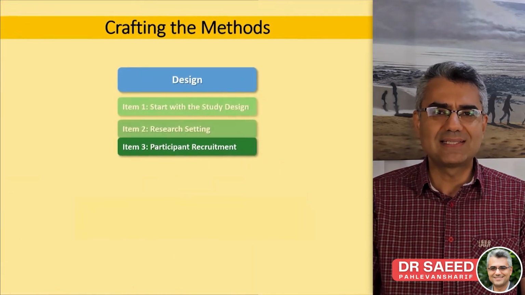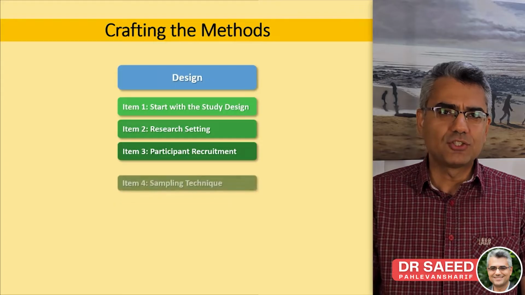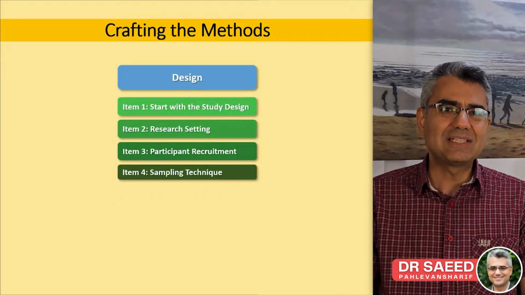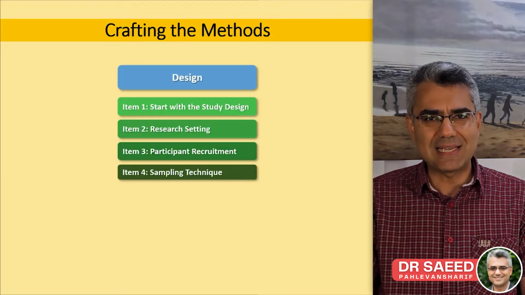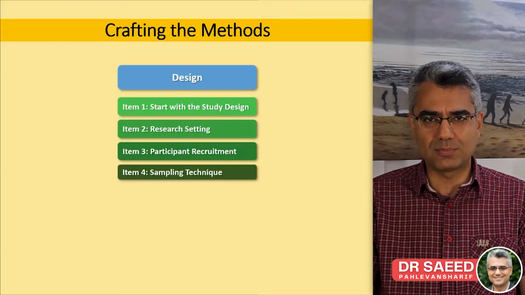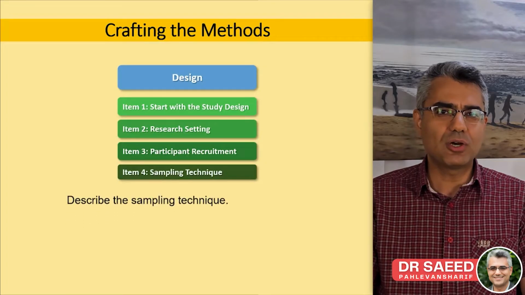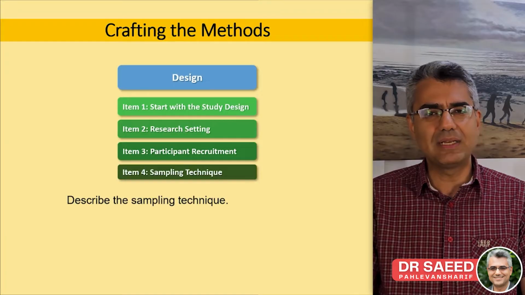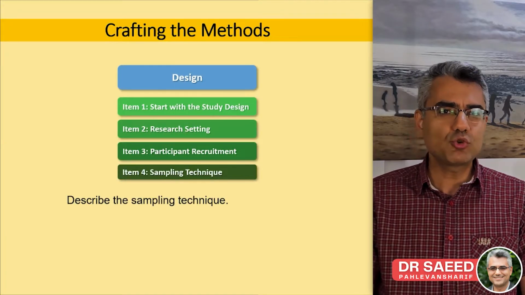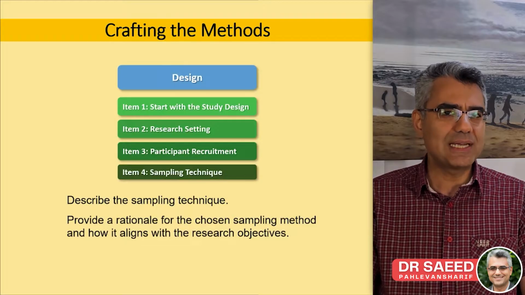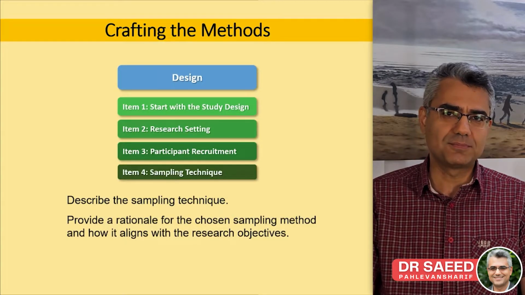Item 4, sampling technique. Some researchers provide sampling technique and sample size determination in a separate section titled as sampling. However, I prefer to include this information in the design subsection. In this part, describe the sampling technique used, which is in most cases convenient sampling or purposive sampling, and ensure you provide a rationale for the chosen sampling method and how it aligns with your research objectives.